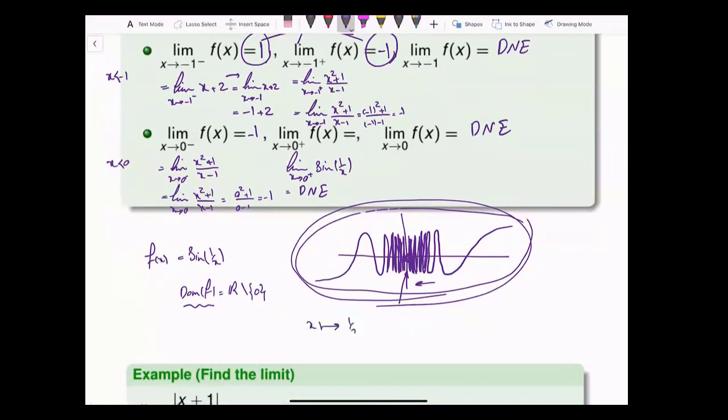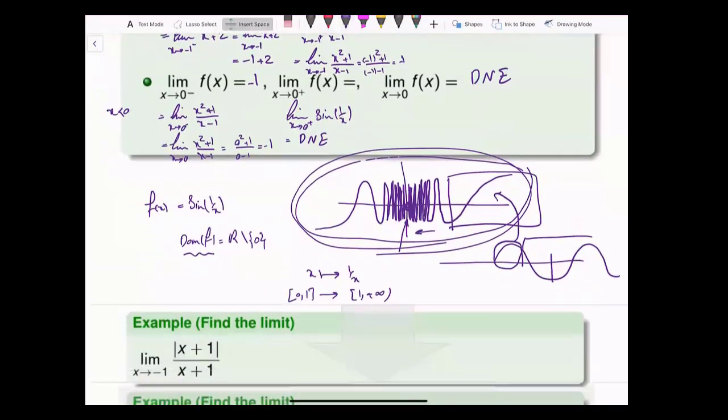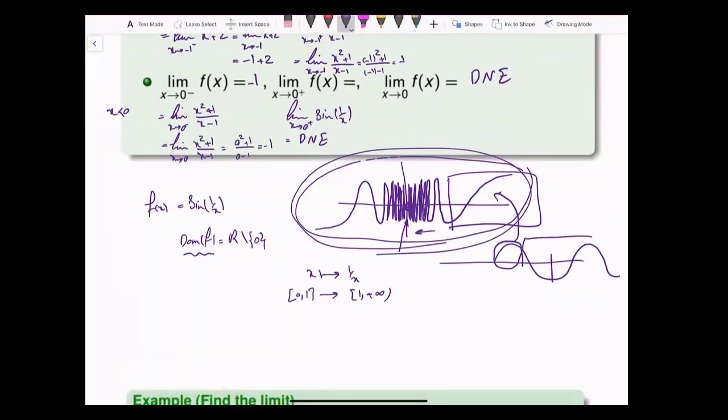So if you send x to 1 over x, you're basically sending the interval 0 to 1 to 1 to plus infinity. So the function sine x, which is nice like this piece, up to 1, which is somewhere here, will be turned into this piece up to here. And everything else, from 1 to plus infinity, will go to 0.